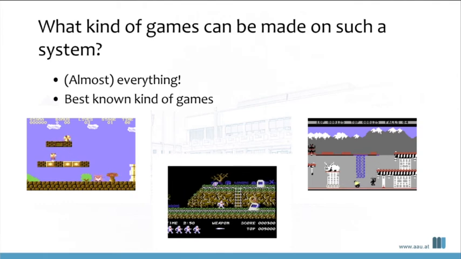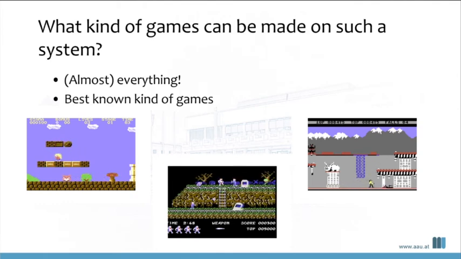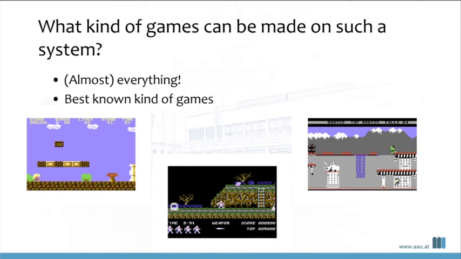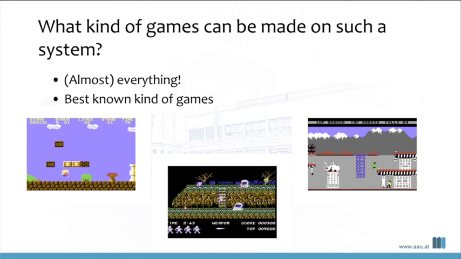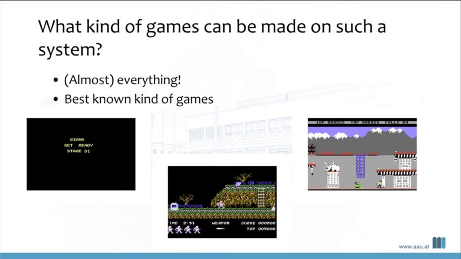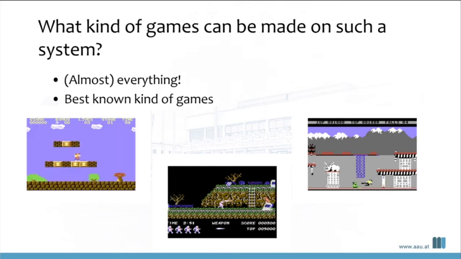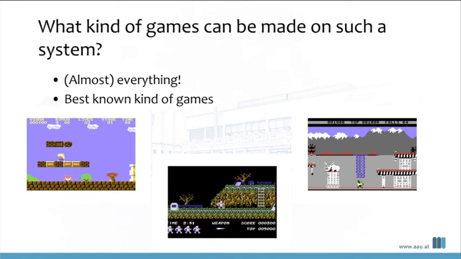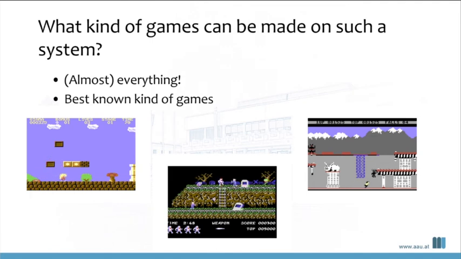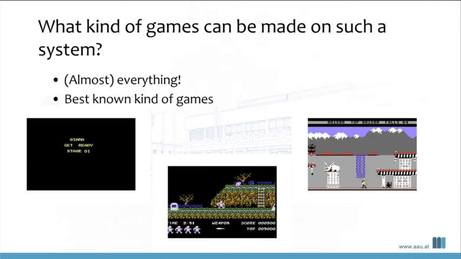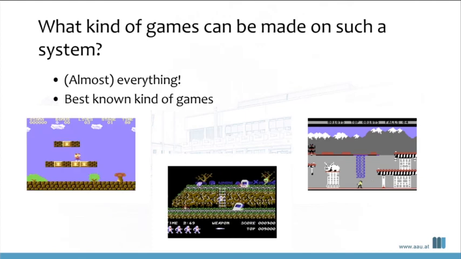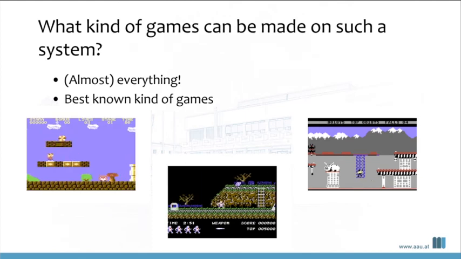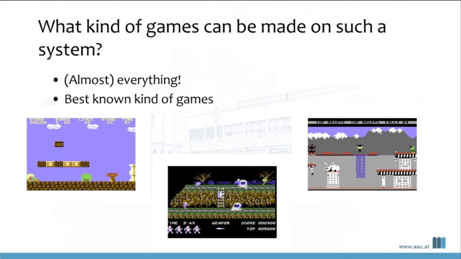So what kind of games can be made on such a system? The short answer is basically everything. You can make all kinds of games, but probably best known are these platform action games where you run around. On the left side you see Giana Sisters. This was quite a controversy because it looked so similar to Mario Brothers. But what's interesting is that it was one of the first games that had a female character as the main protagonist.